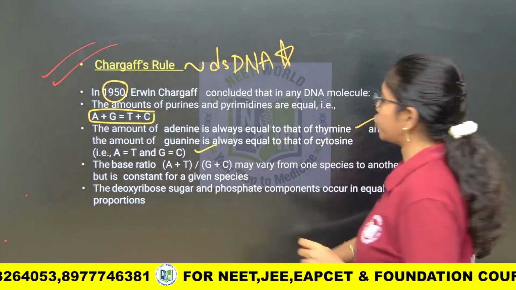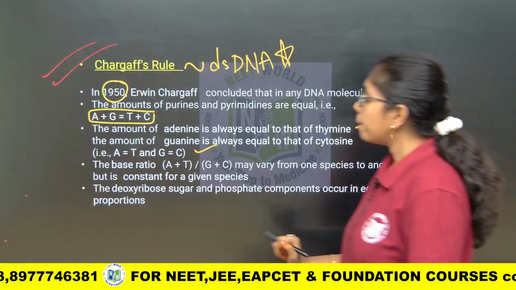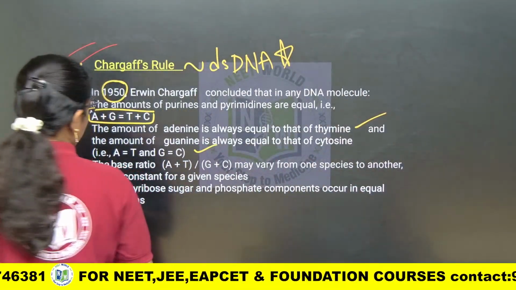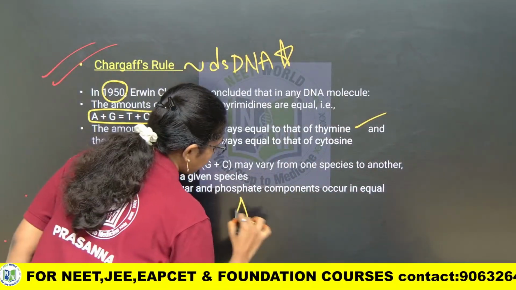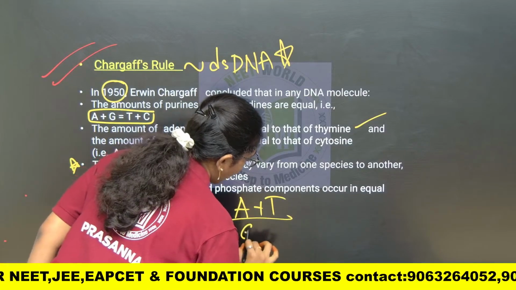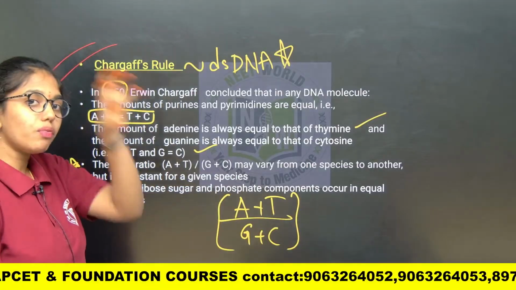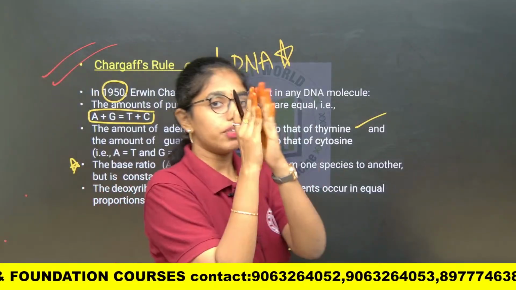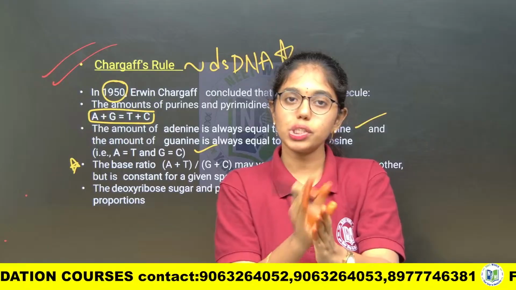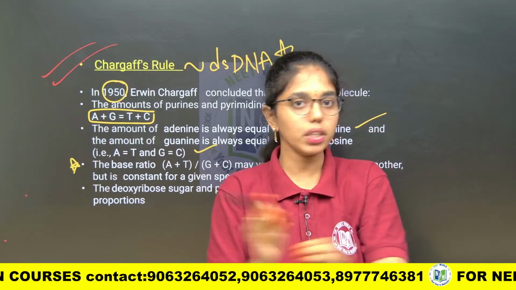Next, base ratio. This is very important. Base ratio, A plus T by G plus C, adenine plus thymine by guanine plus cytosine. This is called the base ratio. It varies from one species to another species. It will be constant for one particular species, and this base ratio will vary with different species.